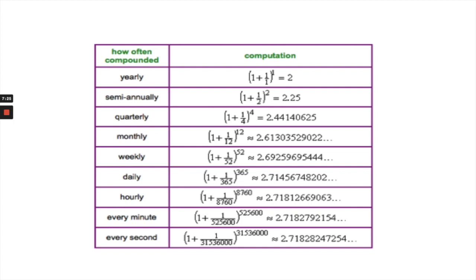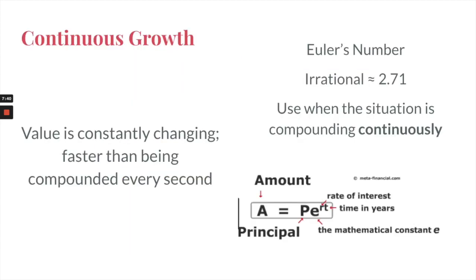I seem to be stuck at this 2.71 number. If we think about how often every second would be, that would be like we're just constantly calculating interest. Which leads us into our next type of growth, which is continuous growth. So the value is constantly changing. This would be faster than being compounded every second. But what happens is that we kind of get stuck there.